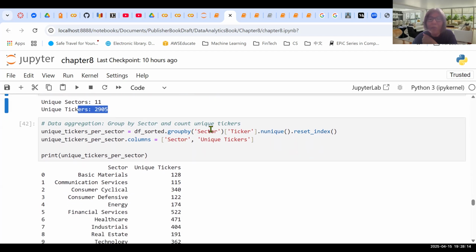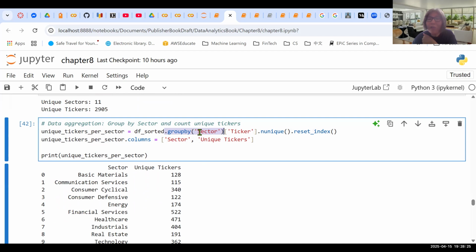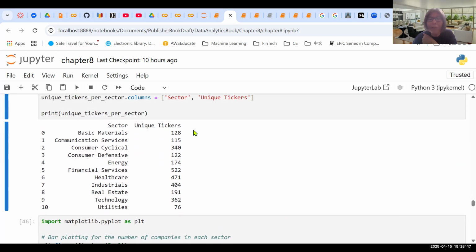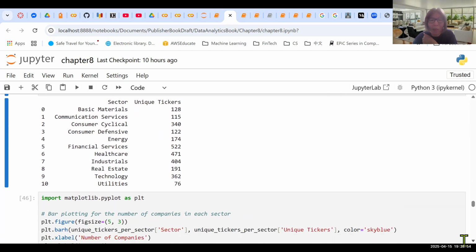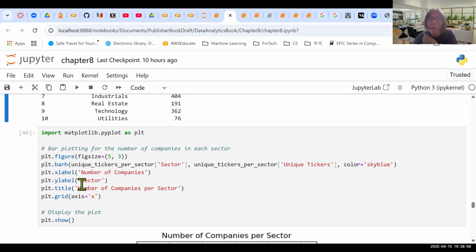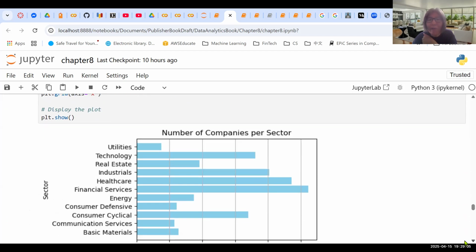Because of this, we can group the tickers by the sector. Here we use sector as the group key, and we group the unique tickers. Then we can set the two column names as sector and unique ticker. You see, we get the sector and the number of tickers under each sector. With this information, we can do plotting for each sector, to see how many tickers they have, so that we can have some ideas.